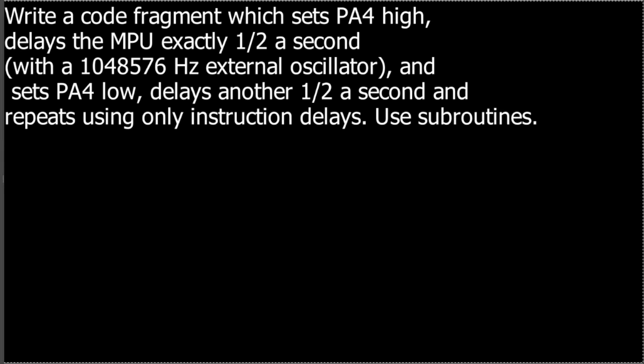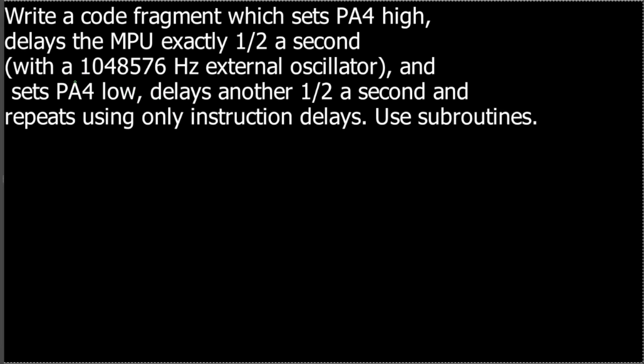Write a fragment which sets PA4 high, delays the MPU exactly half a second using the 1048576 Hz external oscillator, sets PA4 low, delays another half a second and repeats, using only instruction delays. Use subroutines. Okay, now let's go and see this.